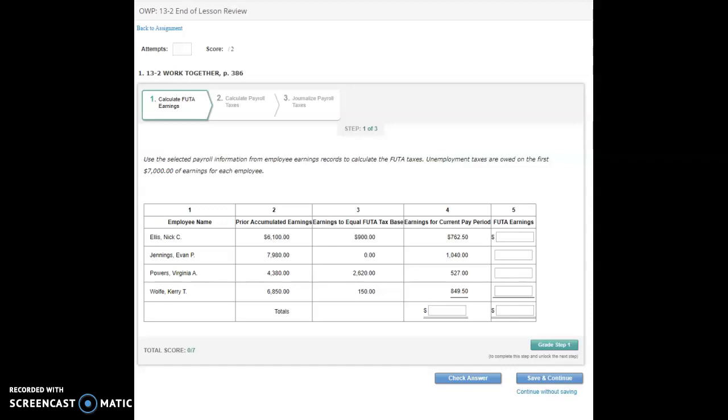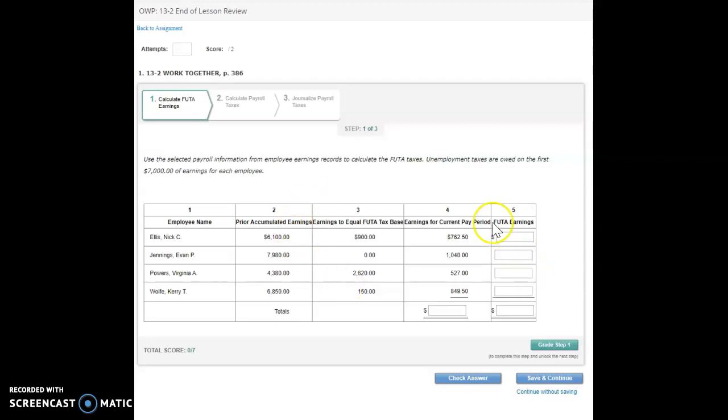13.2 work together as part of the end of lesson review. So we have 3 different steps here that we're going to do. And the first one is to calculate the FUTA earnings. So we're going to use the selected payroll information from employee earnings records to calculate the FUTA taxes. Unemployment taxes are owed on the first $7,000 of earnings for each employee.